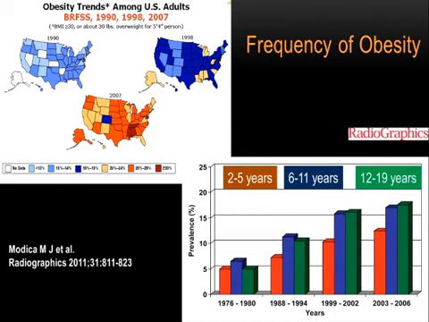Incidentally, and unfortunately, the incidence of obesity in children is also increasing. As you can see from the 1970s to the 2000s, close to about 20% of children are also obese, and almost more than a third are overweight.